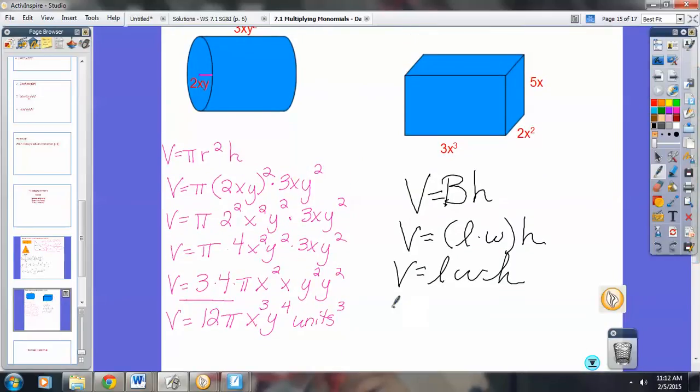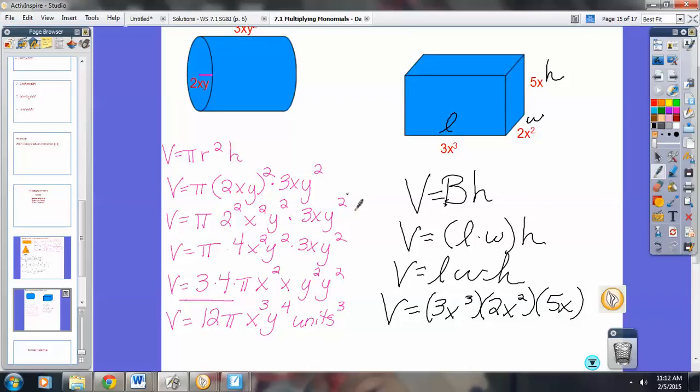So let's substitute into our formula. We're going to use L times W times H. What is our length? And really, let me just tell you, it doesn't matter what you call length, what you call width, what you call height, correct? Because you could flip your cube or roll it over, and your length, width, and height are going to change. So I'm going to call this my length. We'll call this our width. And then this will be our height. So our length is 3x cubed. Our width is 2x squared. And our height is 5x.